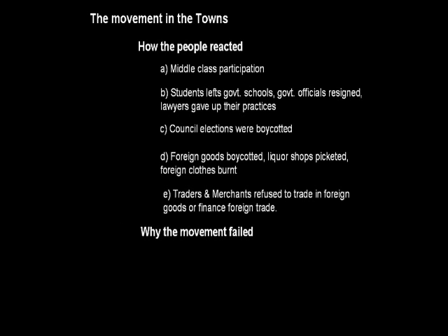So the second part of the movement in the towns: why the movement failed. As we have already discussed, Mahatma Gandhi had asked the Indians not to buy foreign goods, not to cooperate with the Britishers, or not to participate in any of their activities. But obviously, if the people are not participating in British activities, they must get some alternative opportunities. They must get some alternative options, and that was lacking in India.